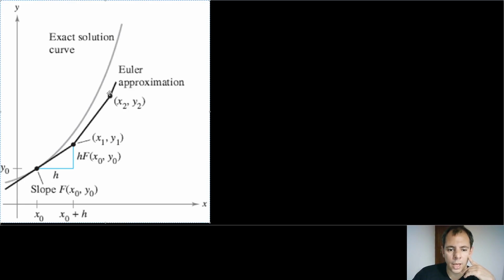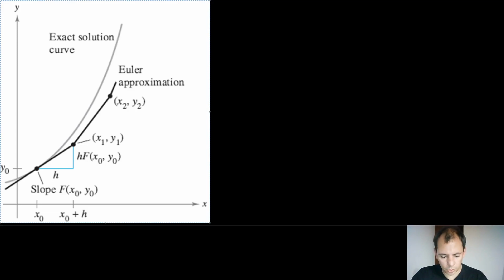And now you're going to do the f of x2, y2. You're going to find out that the step is coming over here. Okay, the slope comes here. So adding another step, you're going to go way up there. So you can see that this is the approximation and this is the exact curve. Okay.